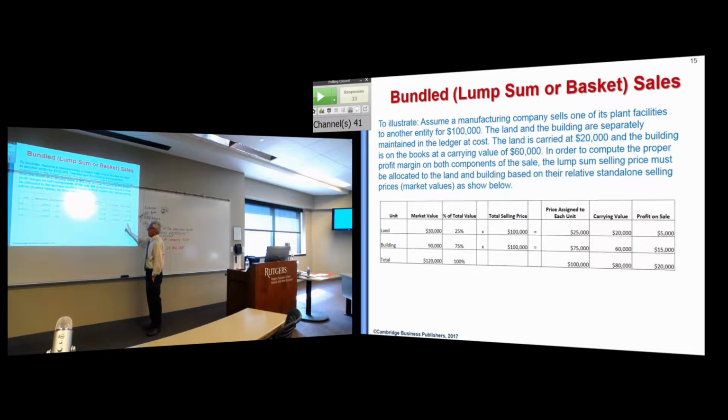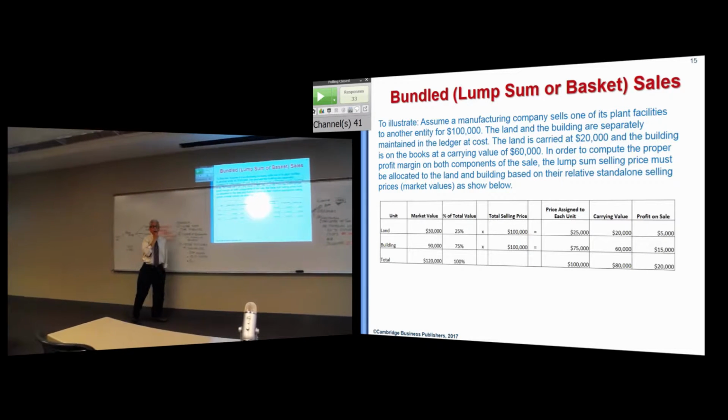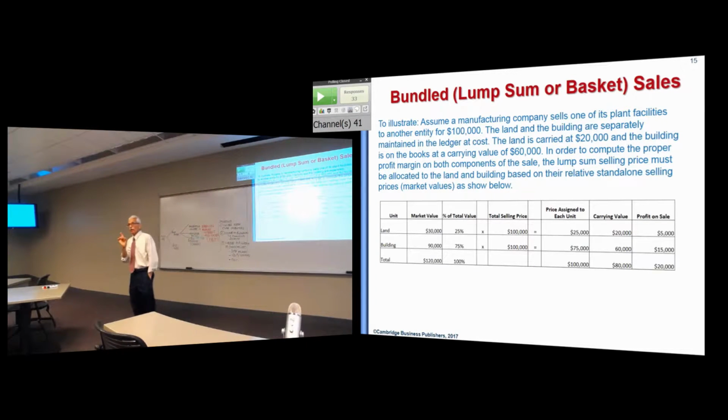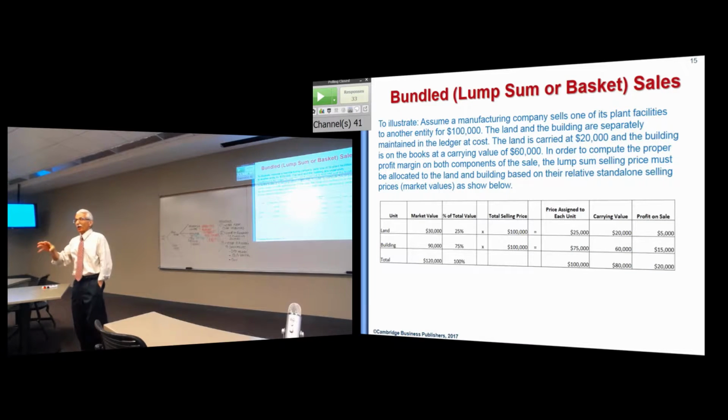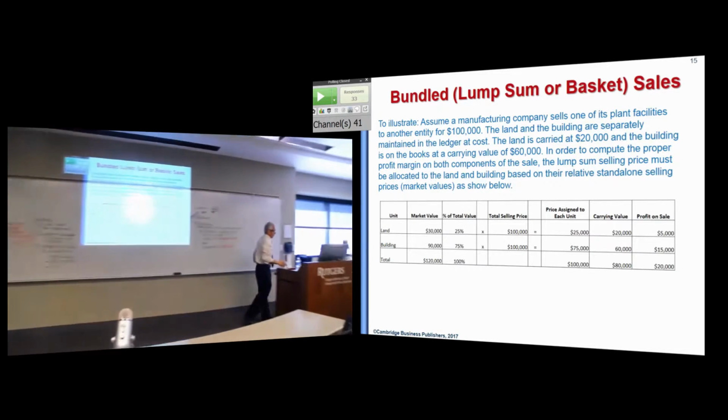You go out and find out what the products would sell for on a standalone basis. So if you just sold the land without the building, the land would have been $30,000. Now when we say market value, we say standalone values. What would you be selling the product for on a standalone basis? I would sell land for $30,000 and I would sell the building for $90,000. That means my total selling price should be allocated 25% to the land and 75% to the building.